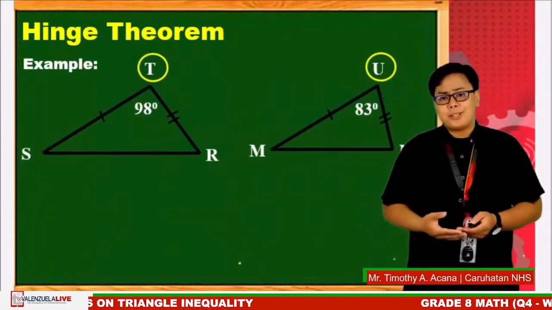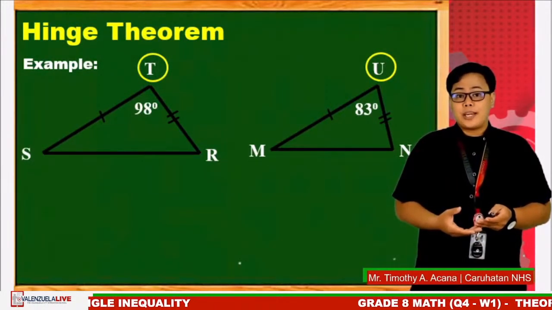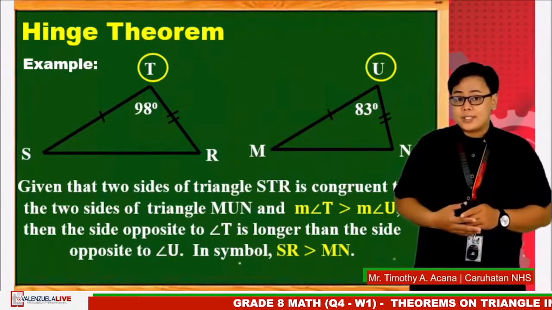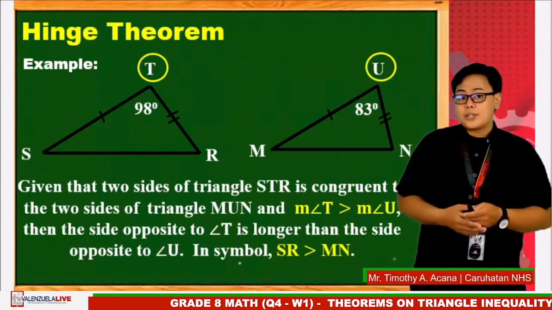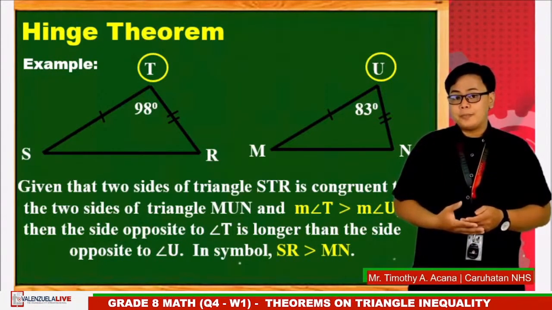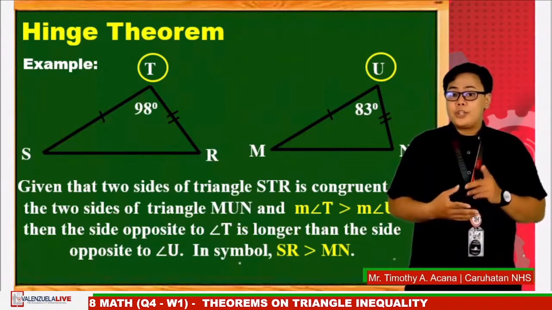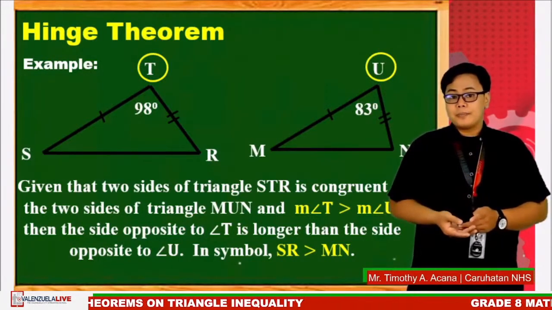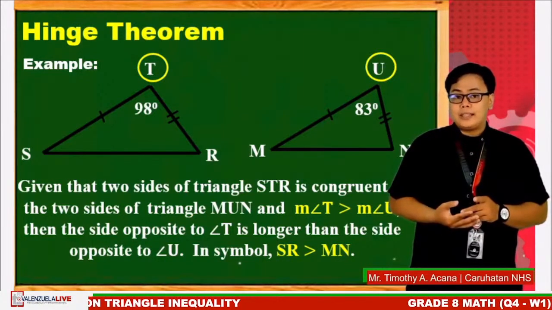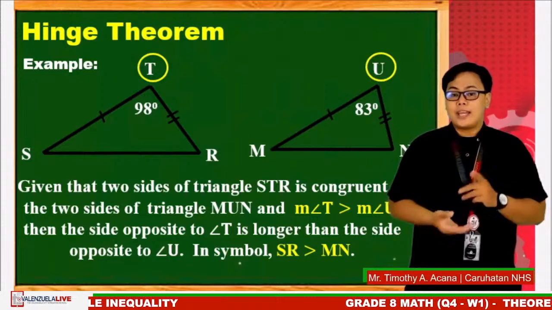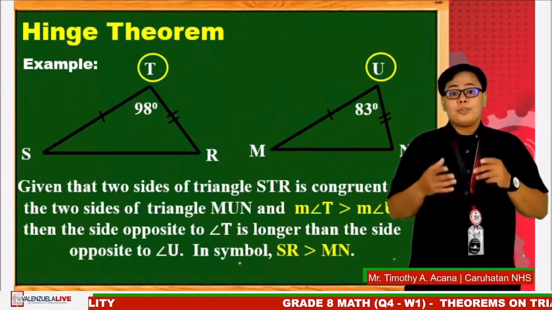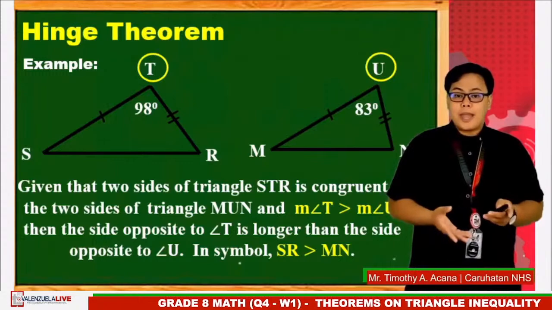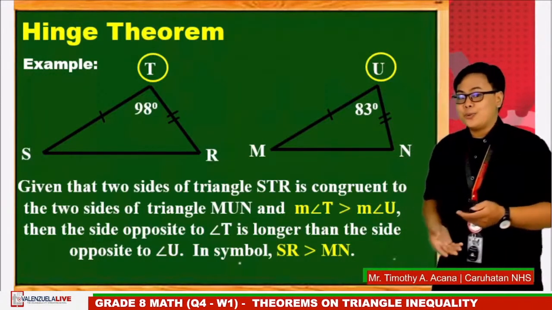Let us have the given example. Given that two sides of triangle STR are congruent to two sides of triangle MUN, which are side ST congruent to side MU, and side TR congruent to side UN, as you can see on the figure, and the measurement of angle T, which is 98 degrees, is greater than the measurement of angle U, which is 83 degrees, then the side opposite angle T is longer than the side opposite angle U. In symbols, we have side SR, which is opposite angle T, is greater than side MN, which is opposite angle U.